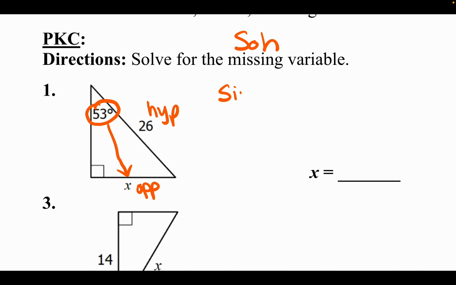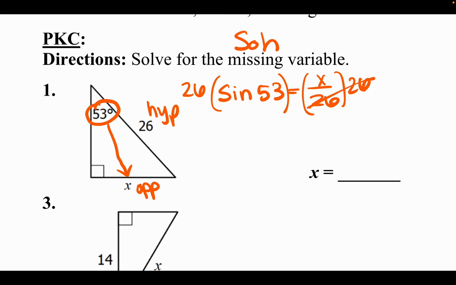So we're going to do sine of 53 equals x over 26, and then solve for x. So multiply both sides by 26. The 26s cancel, so then we have x is equal to 26 times sine of 53. Write that in your calculator. So you get 20.76, so I'm going to do 20.8.